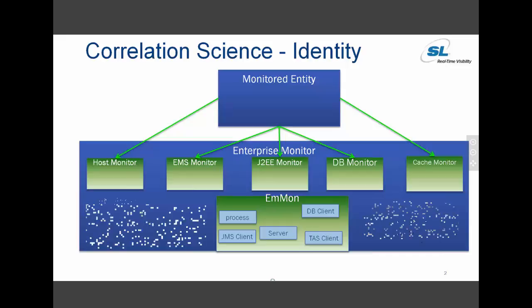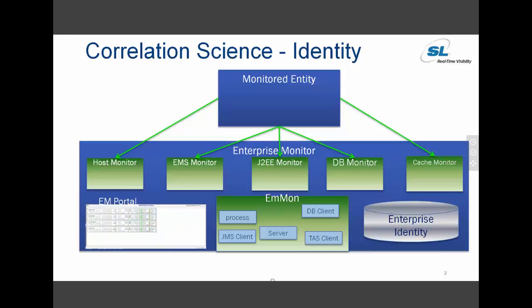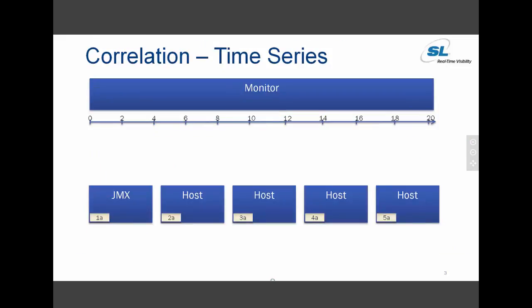So within our enterprise monitor, we will correlate these together so that you can get a common view of your entity that's being monitored. And that then allows you to look, through our enterprise monitor portal, through our service model, and through our key history heat maps, to actually get a consolidated view of what this program is doing. Now, this is fundamentally the basis of all correlation, because if you can't identify it, you cannot relate to it. And that generates our enterprise identity database.